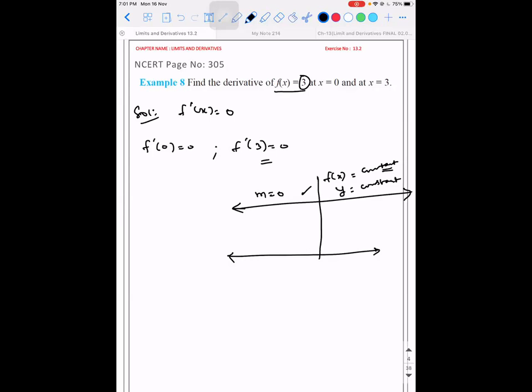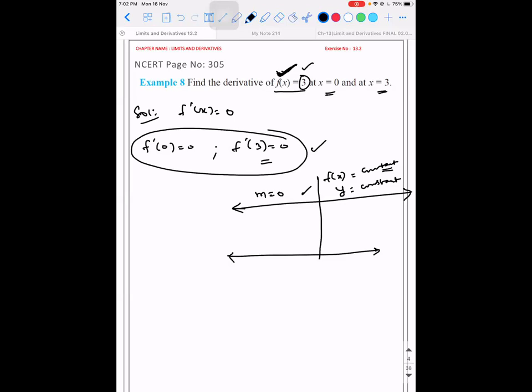Because what is the angle this line is making with the x-axis? 0 degrees. Tan 0 is 0, no? Slope means tan theta. So slope is 0. So f of x is equal to 3 is a line which is parallel to x-axis. The derivative of a function is slope. So the meaning of the question is what is the slope of the line f of x is equal to 3 at x is equal to 0 or x is equal to 3? Since it is a line parallel to x-axis, it is always going to be 0. That is what derivatives are also telling us.